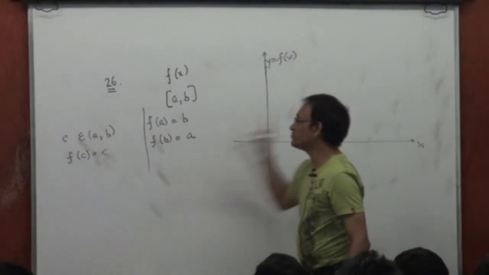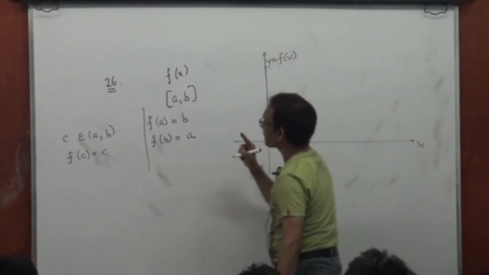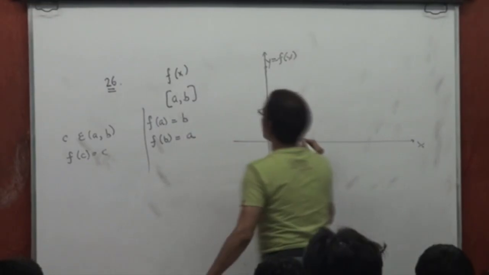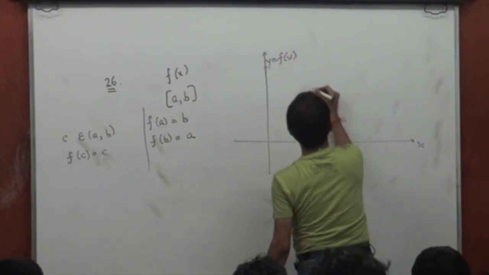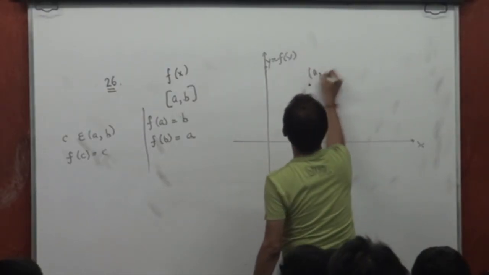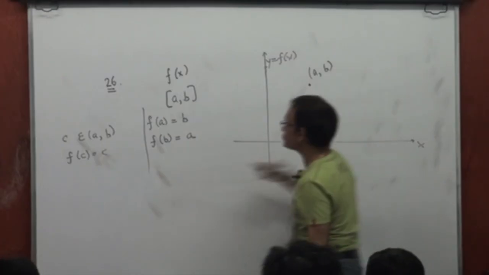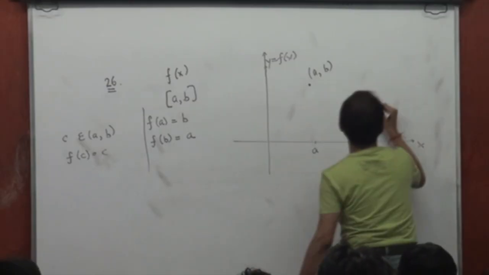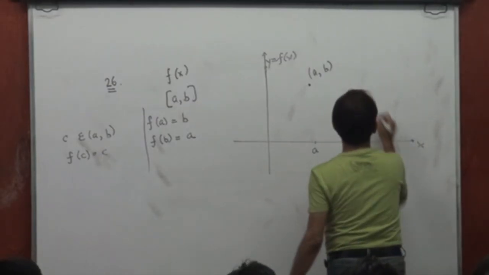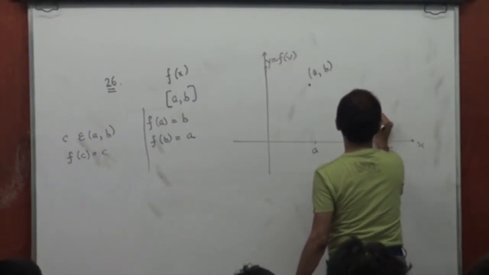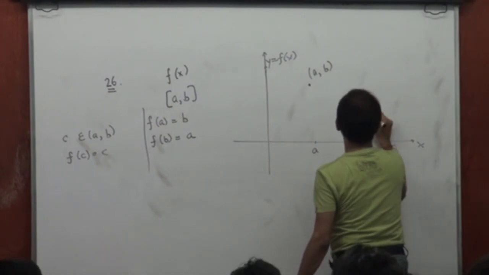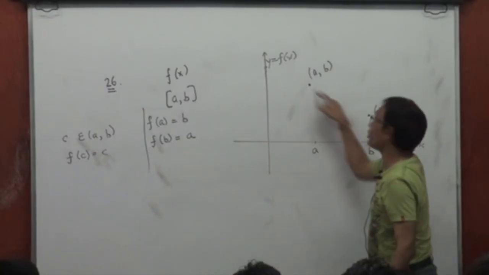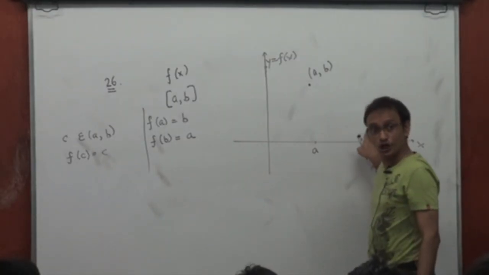f(a) is b and f(b) is a, which means (a, b) is a point on the graph of the function, right? Say x is a and y is b, so it would be a point like this on the graph of the function, and x is b and y is a, so (b, a) will be a point on the graph of the function. These are points on the graph of the function for sure.